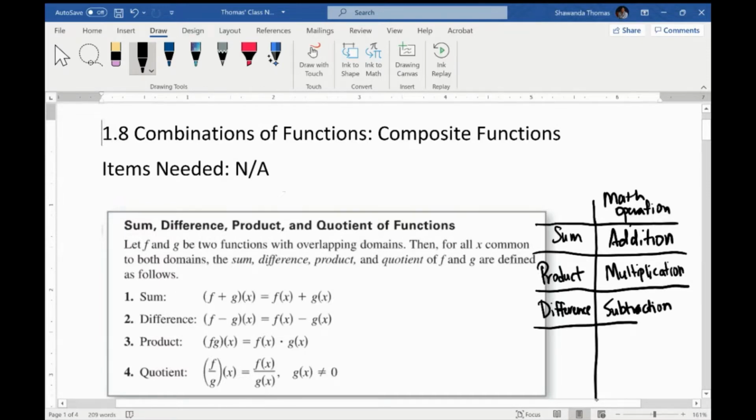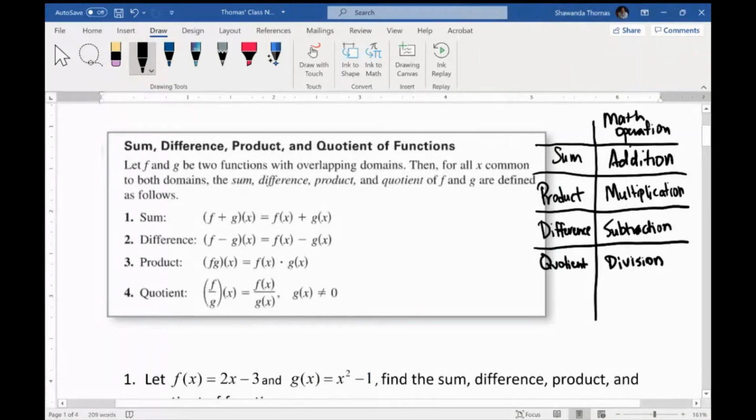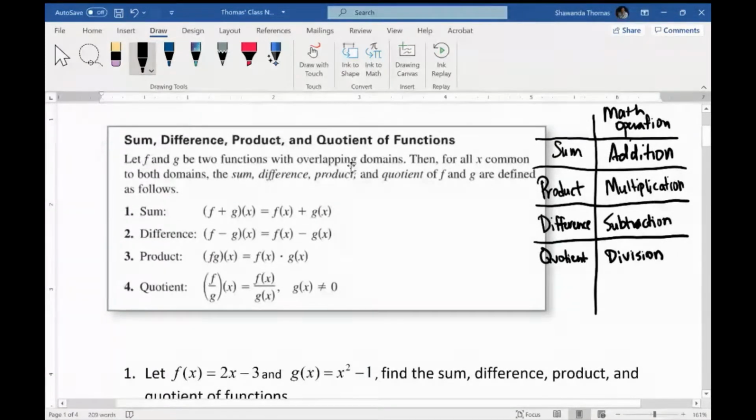And quotient refers to what? Division. So memorize that just in case you don't know that. Sometimes they're using these fancy words, but all they mean is just add, subtract, multiply, and divide. That's all they're saying. All right, let f and g be two functions with overlapping domains.